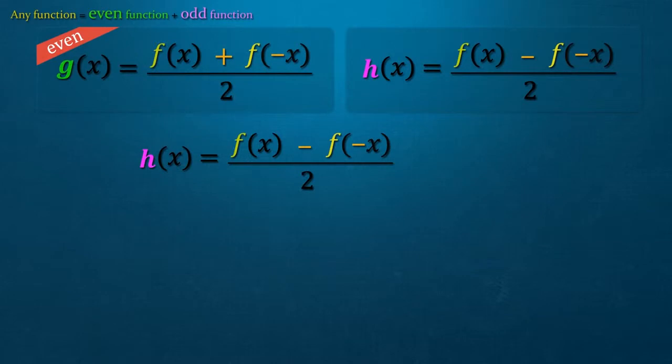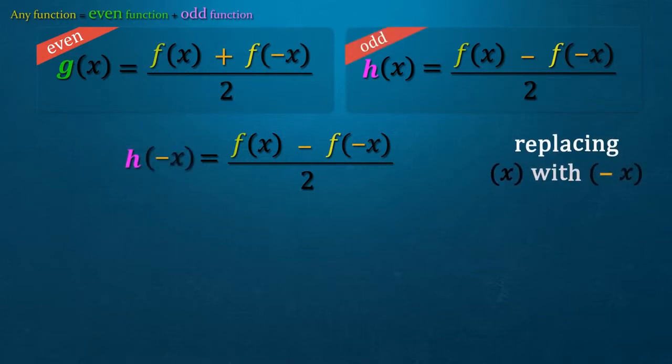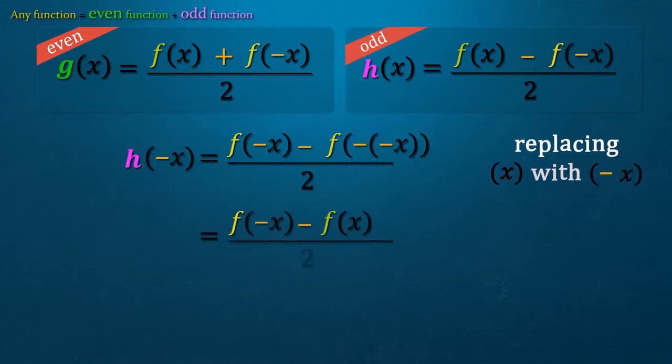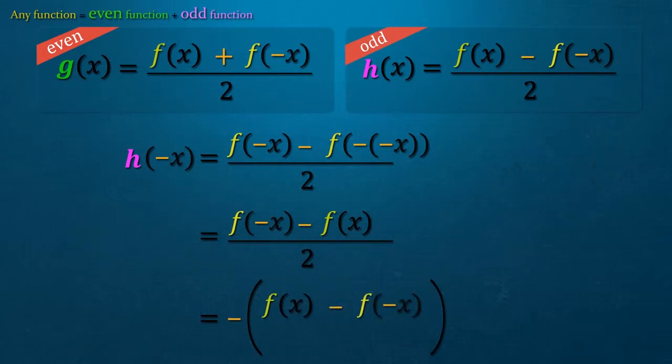We can also see that h is odd, since h of minus x equals f of minus x minus f of x over 2. Simplifying, we have minus f of x minus f of minus x over 2. But this is just minus h of x.